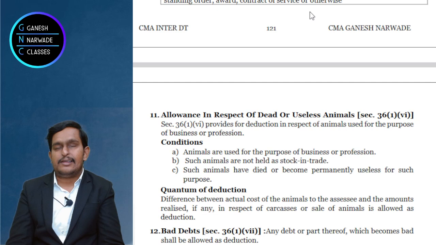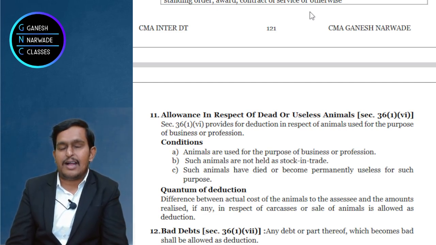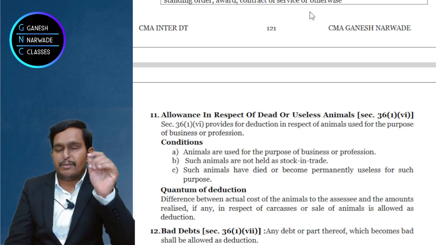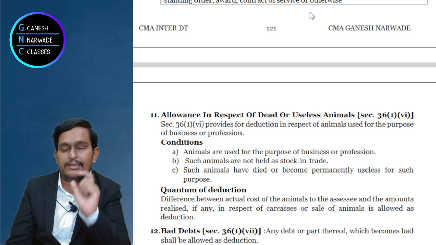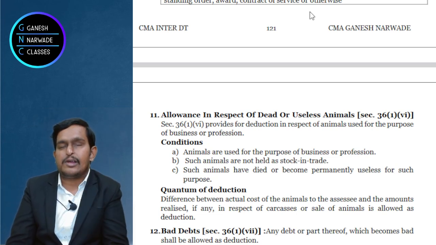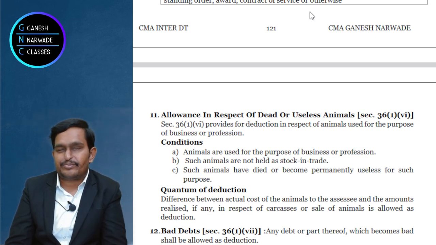Suppose you purchased the cow for 1 lakh rupees and the cow died, and when you sold the flesh you actually got 10,000 rupees. So how much is the difference? 90,000 rupees. 1 lakh is the purchase price and the carcasses or flesh you sold for 10,000. This 90,000 you can claim as deduction under section 36(1)(vi). Clear or have any doubt?